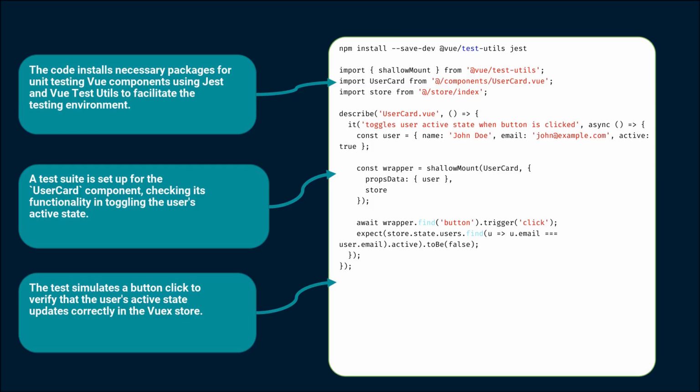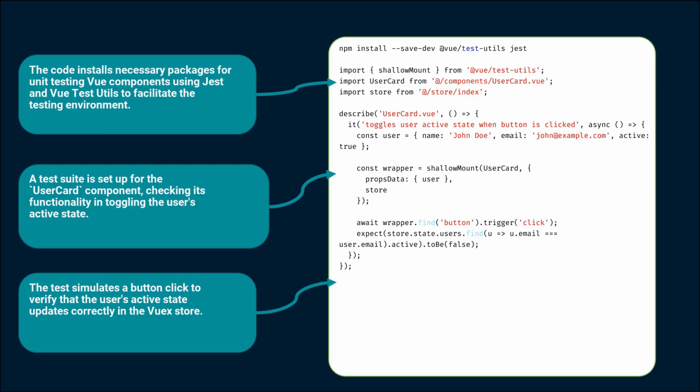To do this, we'll shallow mount the UserCard component using a sample user object that we define. This object will include the user's name, email, and active state. Shallow mounting is key because it tests the component in isolation, making sure it behaves as expected without rendering any child components. Now, let's dive into simulating user interaction.